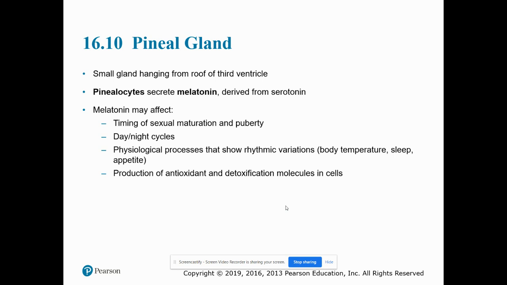Then we have the pineal gland. This is a small gland hanging from the roof of the third ventricle. Pinealocytes secrete melatonin derived from serotonin. Melatonin may affect a number of things. The one that you probably know is the circadian rhythms, day and night cycles, but it also affects the timing of sexual maturation and puberty, physiological processes that show rhythmic variations like body temperature, sleep, appetite, and then the production of antioxidant and detoxification molecules in cells.